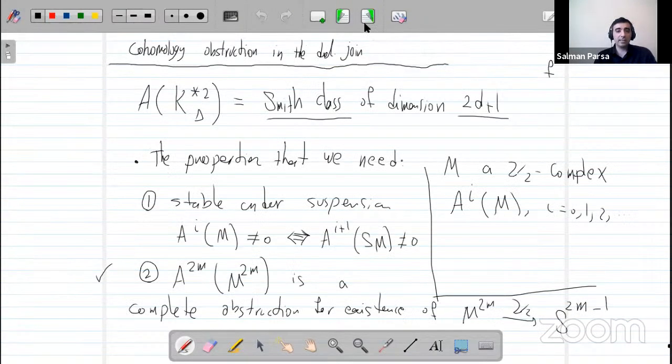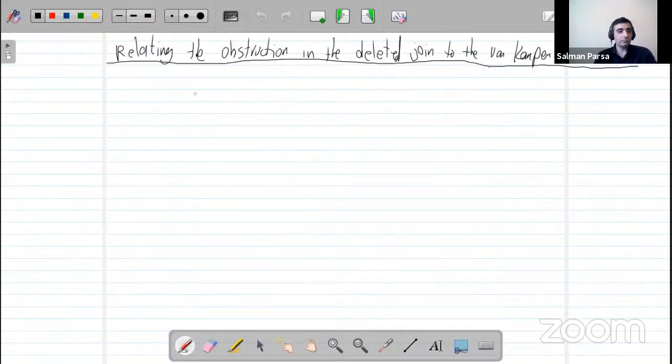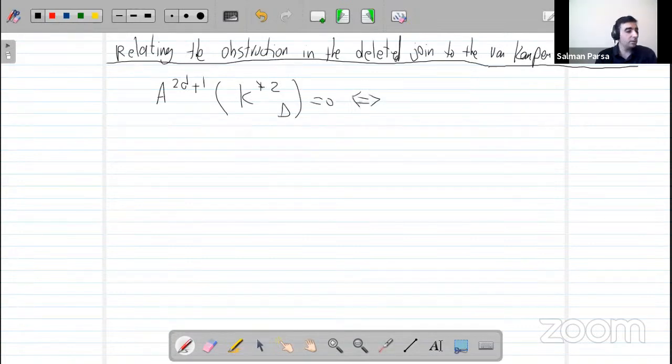Does this Smith class of the dilated join work as an abstraction? We can show that by a sequence of arguments. I don't know, maybe Sergey has a better argument here, but I would show it like this. So if we take the 2D plus 1 dimensional Smith class of the dilated join, this will be zero if and only if, so I go one dimension higher, by suspension.